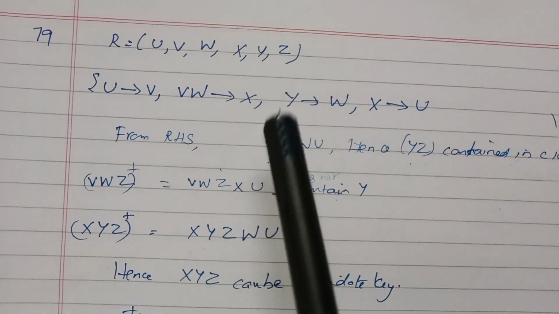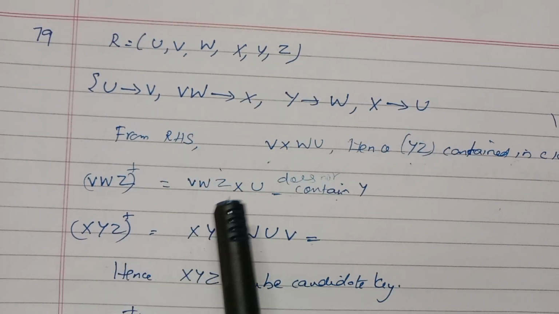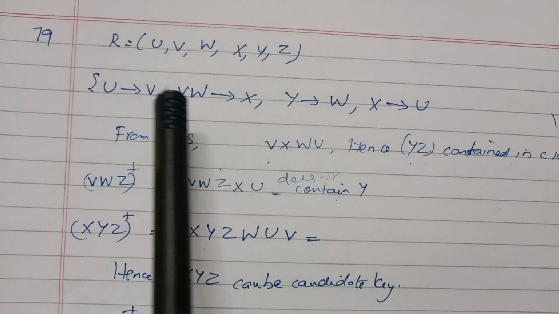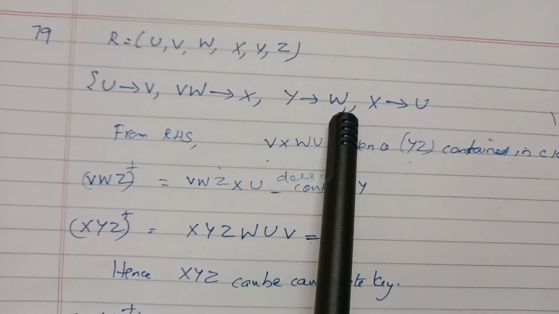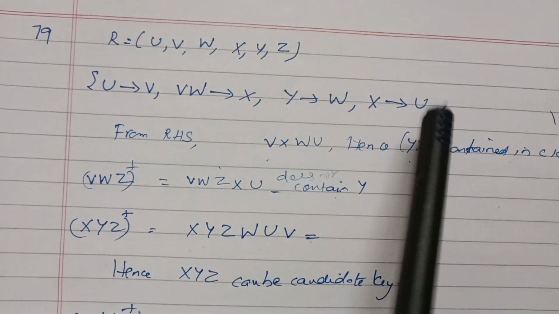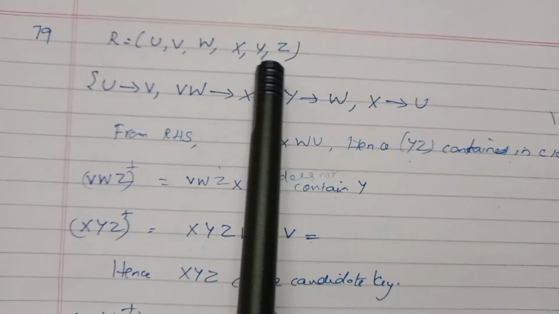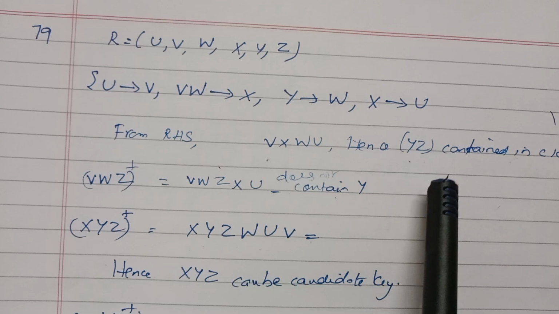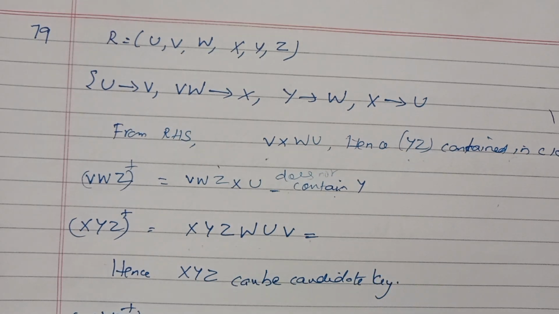So R is a relation with U, V, W, X, Y, and Z, with the given dependencies. One trick to find the candidate key is to check the right hand side. On the right hand side you have V, X, W, and U. So you have U, V, W, X, but you don't have Y and Z. So it is obvious that Y and Z should be contained in the candidate key.